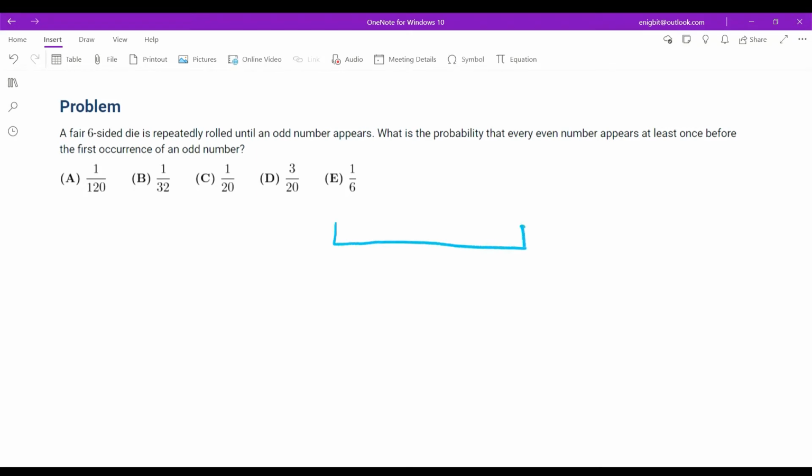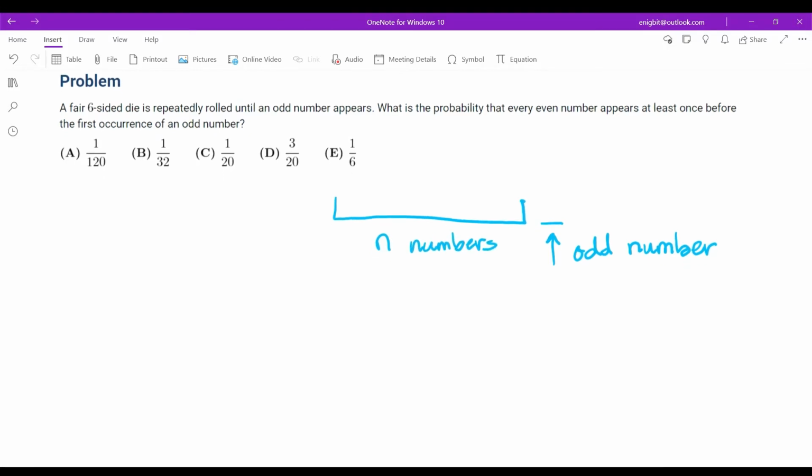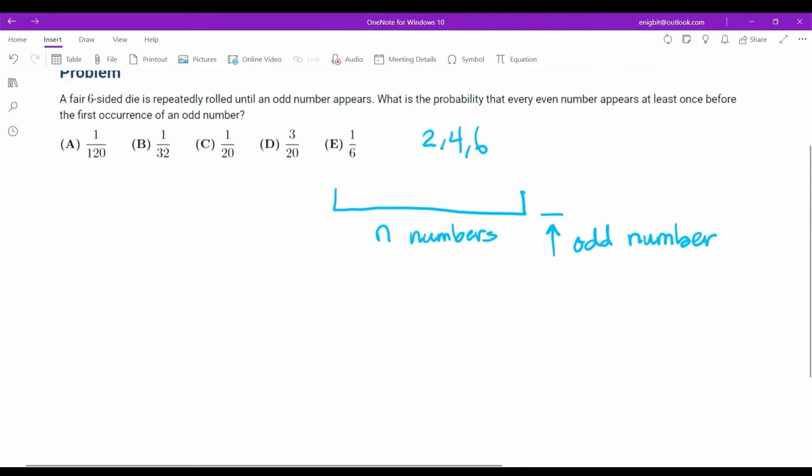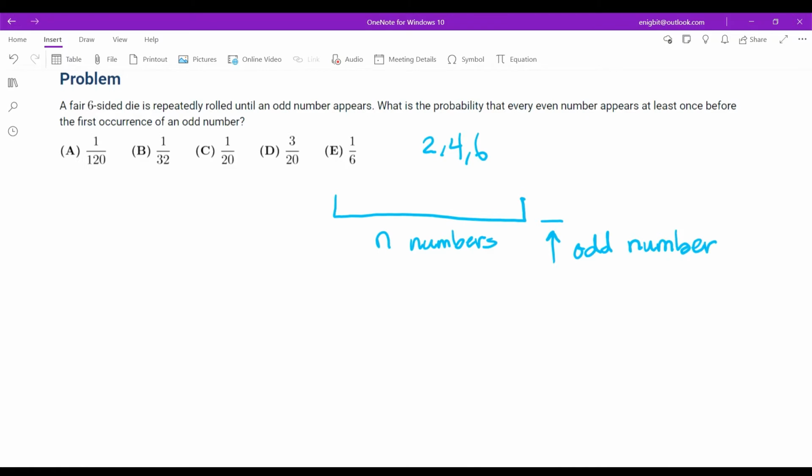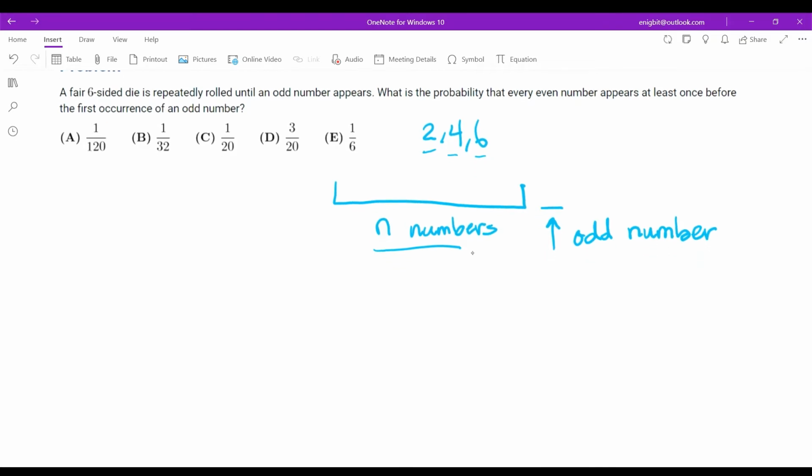So first, if we draw a diagram, let this number right here be the first occurrence of an odd number. And here, let there be n numbers right here. Of these n numbers, we need to have each of the even values of a die appear at least once here. And so first we can find the probability that of these first n numbers, each of these appear at least once. And then we multiply by 1/2 to account for the probability that the next number is an odd number.